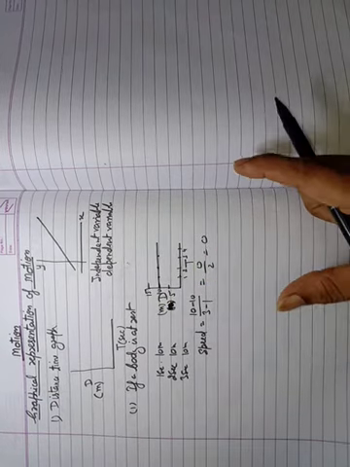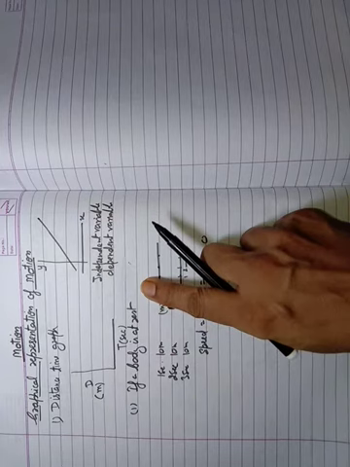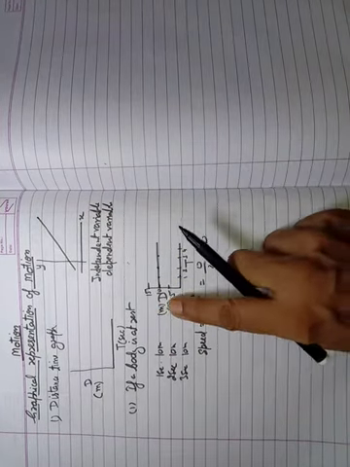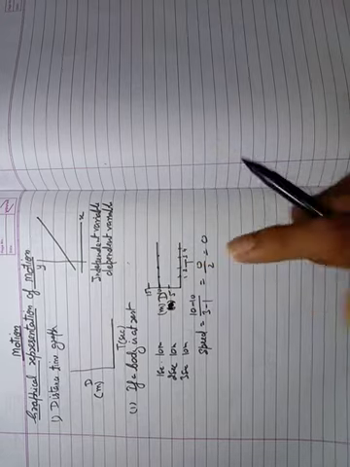This is the first situation for the distance time graph. When the body is at rest, you should remember that the distance time graph will be like this: a line parallel to the time axis.